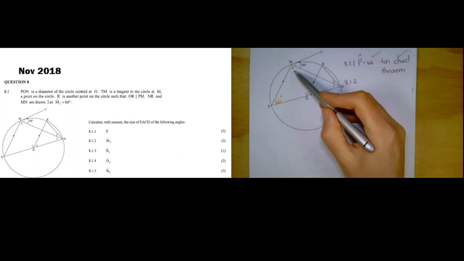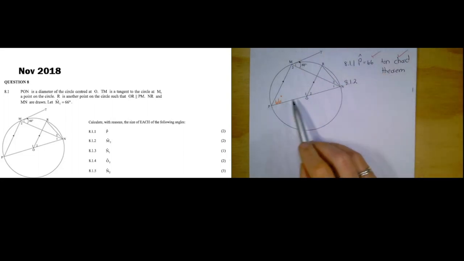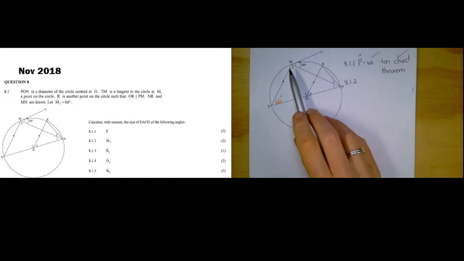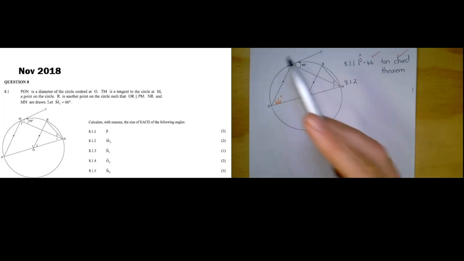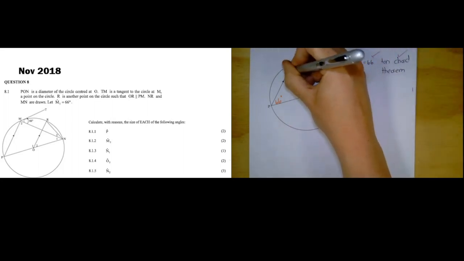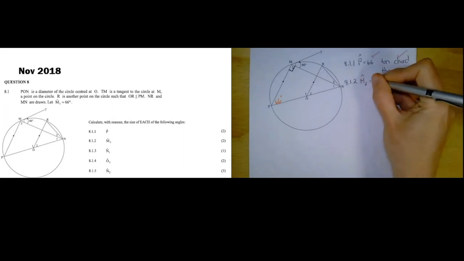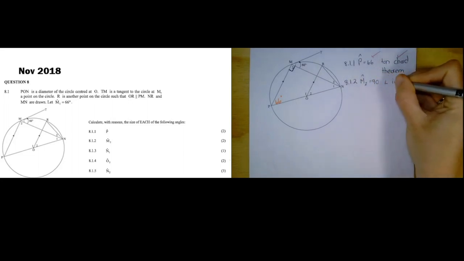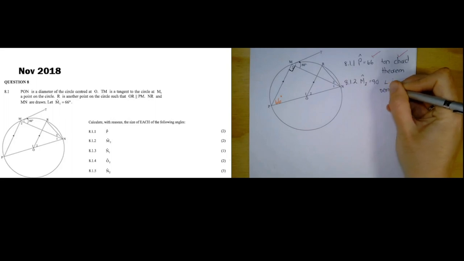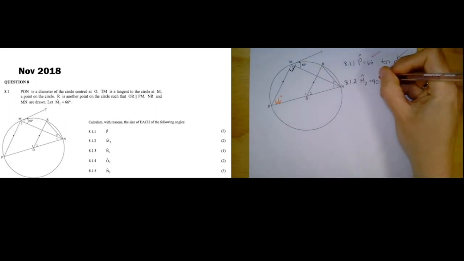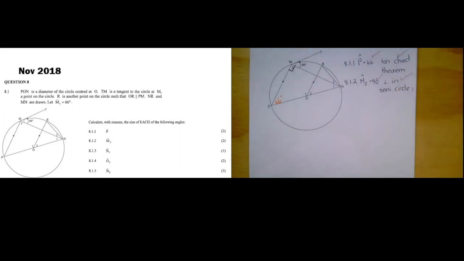8.1.2. They are looking for angle M2. Remember they said PON is a diameter and M2 is the angle on the circumference, which means that is my angle in the semicircle. So that angle must be 90. So angle M2 is 90, angle in semicircle. Once again, two marks, state answer and reason.